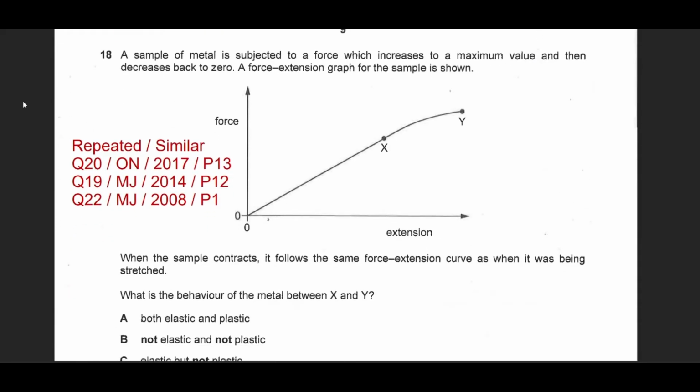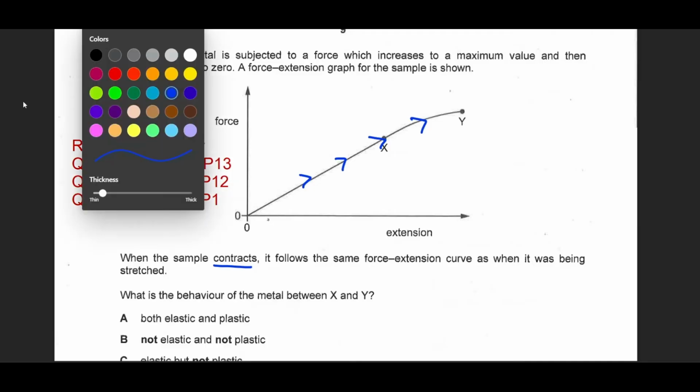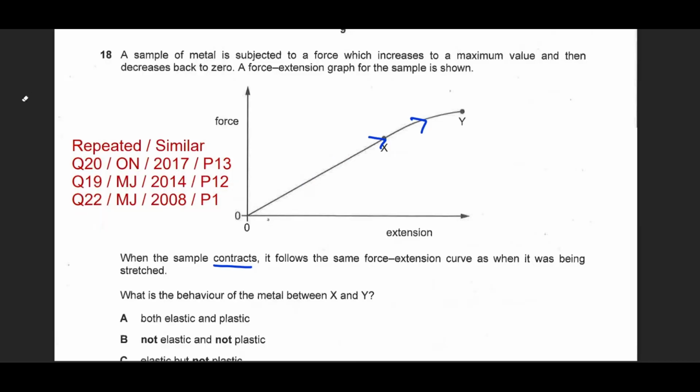Question number 18 is again a repeated question from the past papers. Some repeated and similar questions are mentioned. He says that a force is applied and the wire, the object extends like this, and then it comes back when it is being unloaded, right? So when the sample contracts, when the forces are being removed, it follows the same path and comes back to the original shape. So this is how the graph actually forms when it is being loaded, when the force is being applied, when the masses are being added to the system. Now when you start removing the mass, right, the spring starts contracting again. So then it follows the same path.